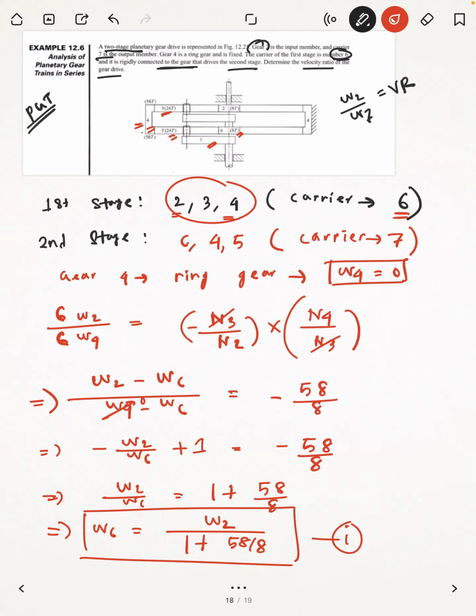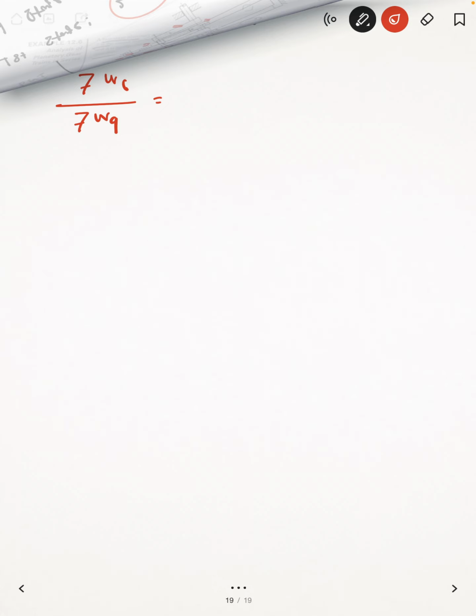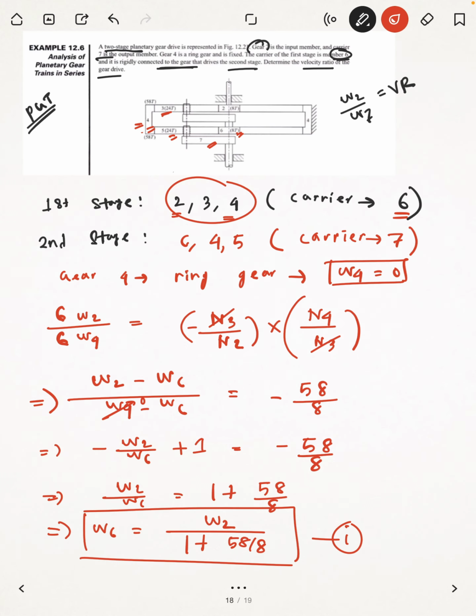So I can write 7 omega 6 divided by 7 omega 4. Why are we taking omega 4? Because omega 4 is known to be 0, so one of the variables will cancel out. That is actually the advantage. That's why we're going from here. And if you also see in the diagram, 6 is rotating 5, and 5 is rotating on the internal gear 4. 5 is the planet gear, and that is rotating on the ring gear, that is 4.